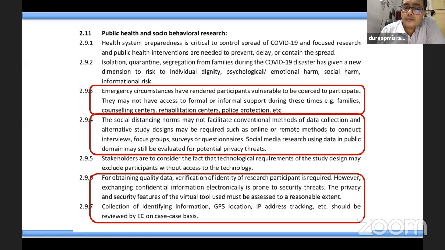Overall, with respect to surveys, particularly surveys of educational practices, the Indian Council of Medical Research is very categorical that you do not need a full ethics committee review. You just require an exemption from review. You need to inform the ethics committee that you're doing this study, and more or less they would just not take it up for review and give you an exemption from review.